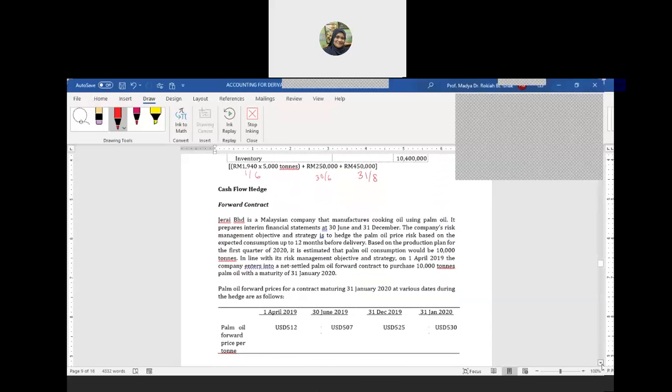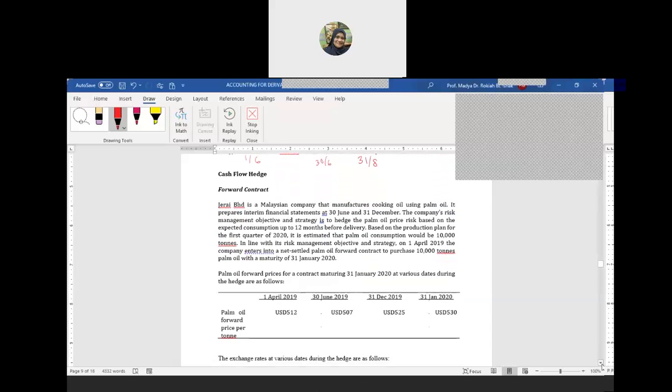Okay, so for the cash flow hedging here, the one that you have here is a forward contract. Example of a forward contract. Jerai Company Berhad is a Malaysian company that manufactures cooking oil using palm oil. It prepares interim financial statements on 30th of June. So you have two reporting dates here, 30th of June and also 31st December.